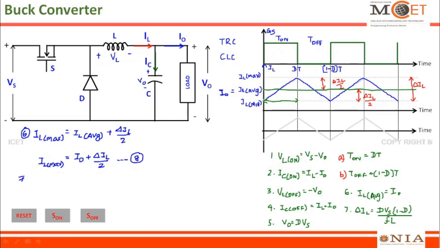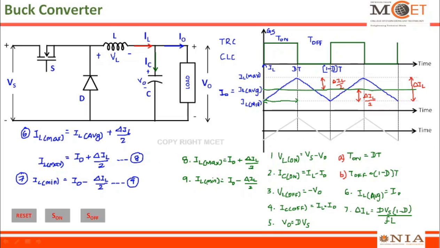Similarly, the seventh part of the derivation is to find IL minimum. If you look at IL minimum from the same waveform, I can write I0 minus delta IL by 2. So this green line, I0 minus delta IL by 2, is IL minimum. This is the expression for the minimum value of the inductor current. These two expressions are important for further derivations, so I have written them here for further simplification.